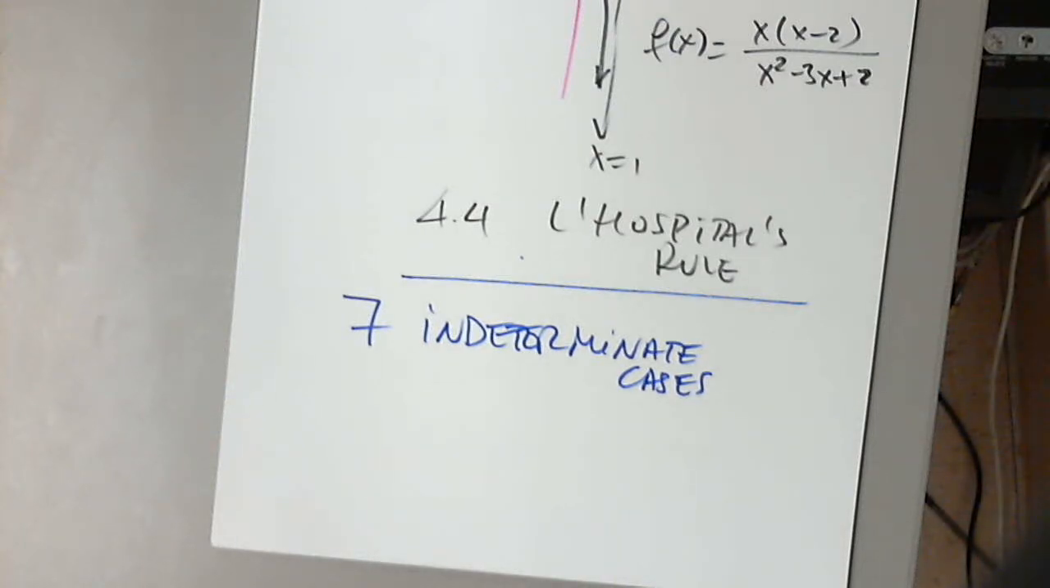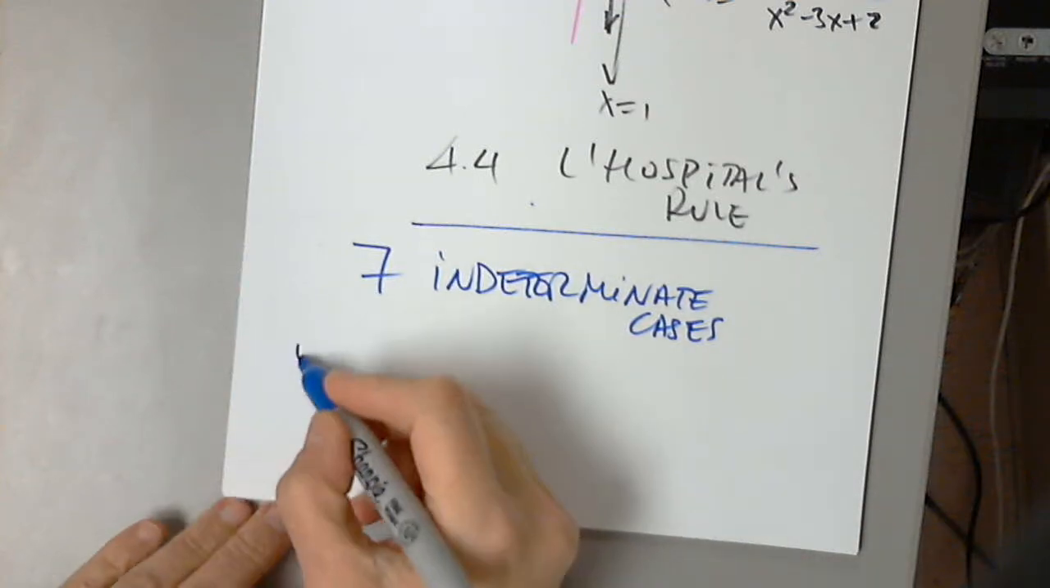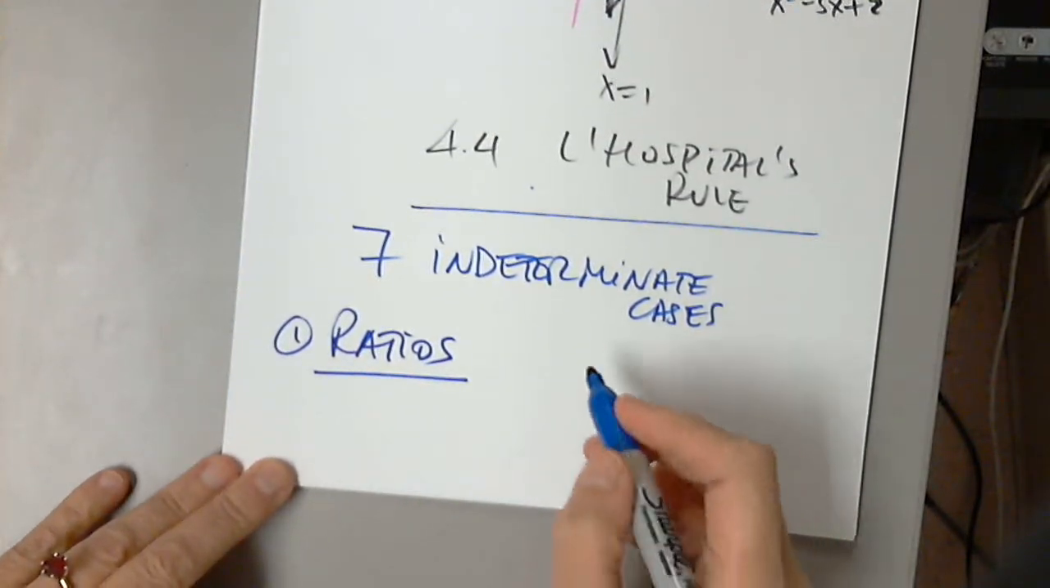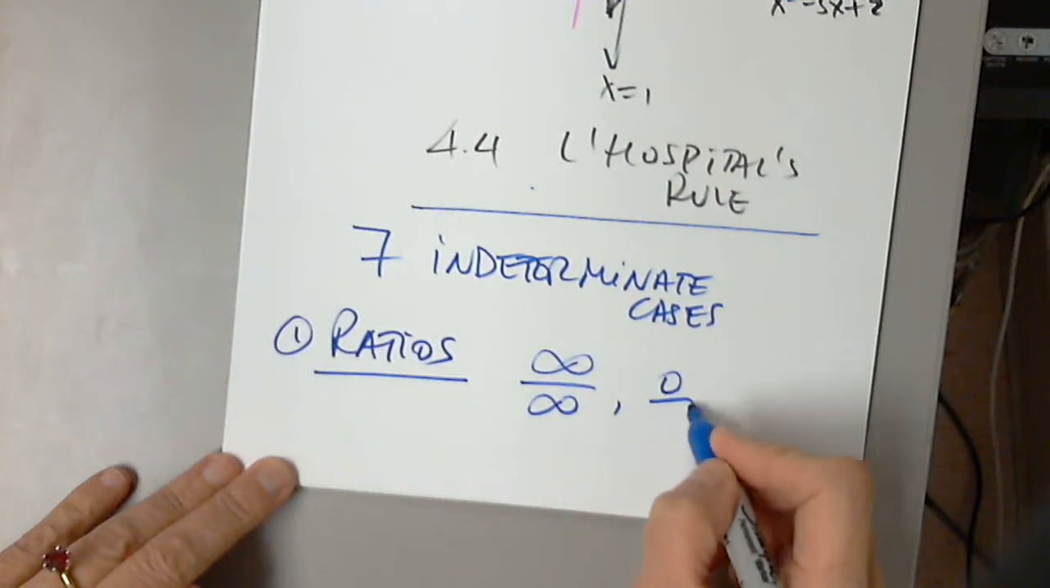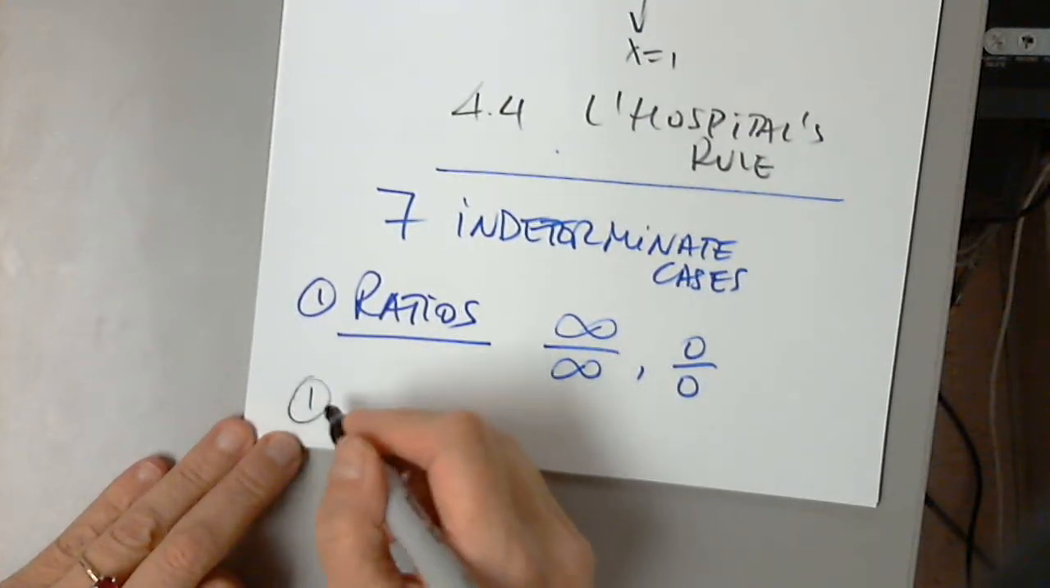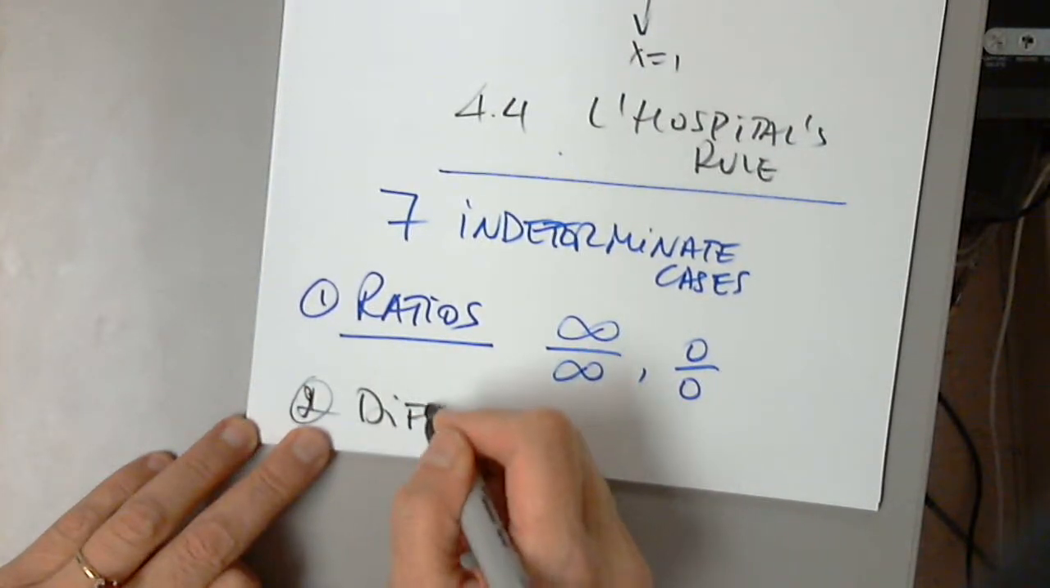Most of them, I would say, are okay. 3 of them are not as friendly. So, number 1, ratios. And we have 2. They're nice and friendly. L'Hopital's rule is applicable here. Not a big deal. We have one difference. Number 2, difference.